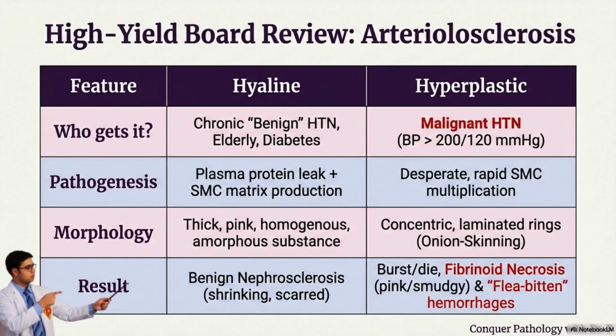Result. Hyaline leads to benign nephrosclerosis, where the kidney shrinks and scars. Hyperplastic causes the vessel to burst and die, leading to fibrinoid necrosis and flea-bitten kidneys. Take a screenshot of this table, memorize it, and you're ready for your exams.